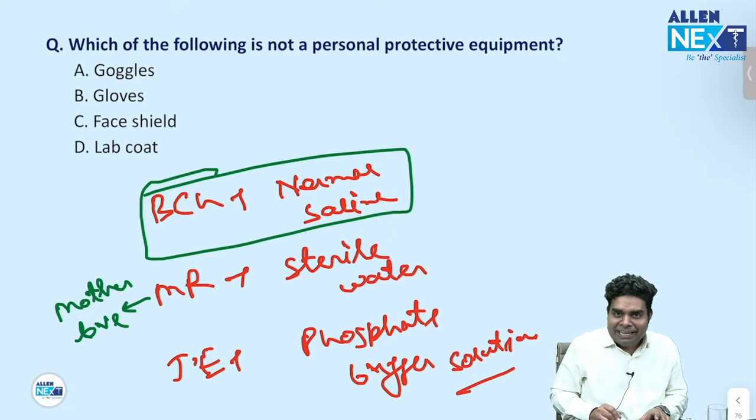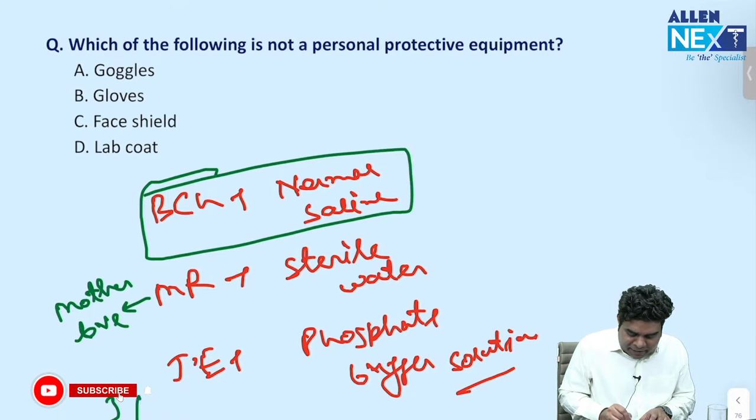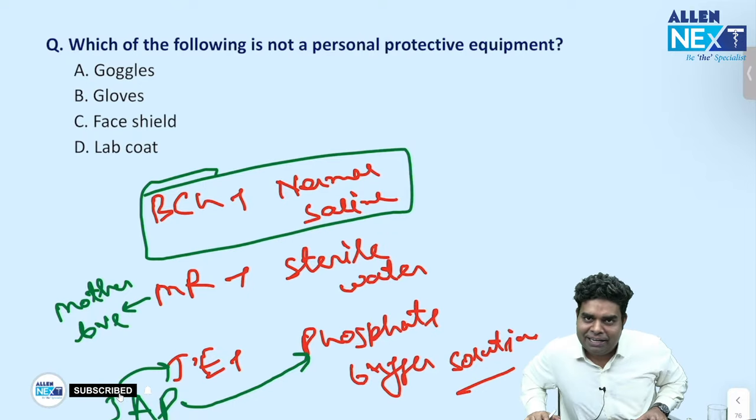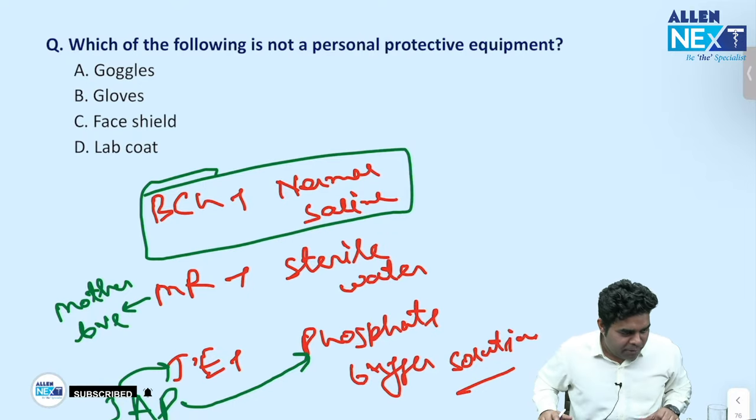And JE, if you write the full form, Japanese. So you can see JE is also there and phosphate buffer also there. So JE has phosphate buffer solution. These three diluents, I hope you will remember.